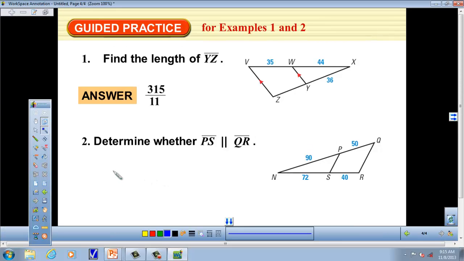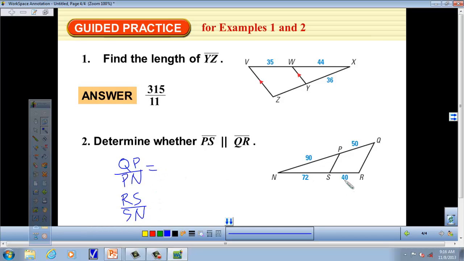So we compare two things. We compare QP over PN, and we also look at RS over SN. So again, we go this over this and that over that. This is 50 over 90, or 5 over 9. This is 40 over 72.